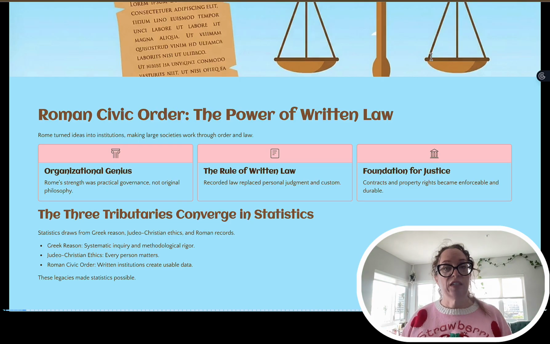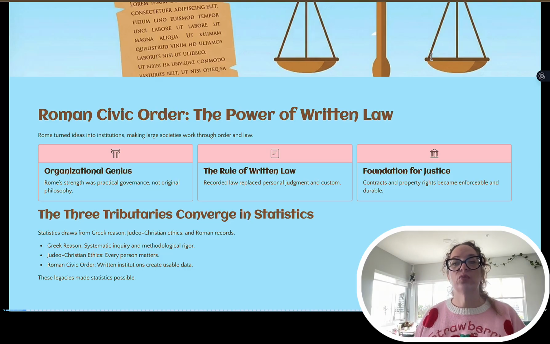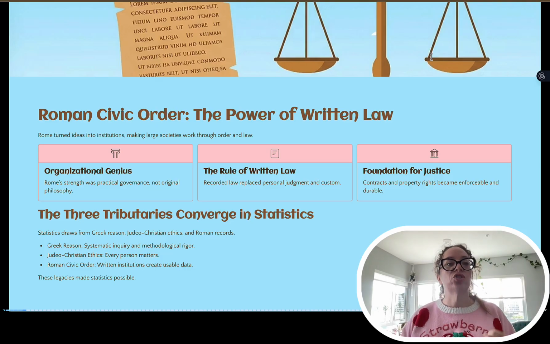Rome's genius was organizational. Rome's contribution to civilization was figuring out how to make large, complex societies of very diverse people work together in an orderly way, kind of like modern America does. And yes, they also had their issues with it, but they did it better than anybody else, just like we do. So how do you make that happen?